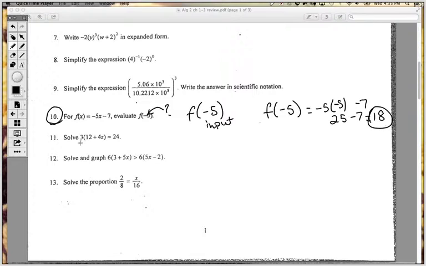What do we got going? We got 3 times 12 plus 4z. Oh, this is just solving an equation. So easy. We love solving an equation. That's so much fun. Really, it is. So let's see what we can do with it.